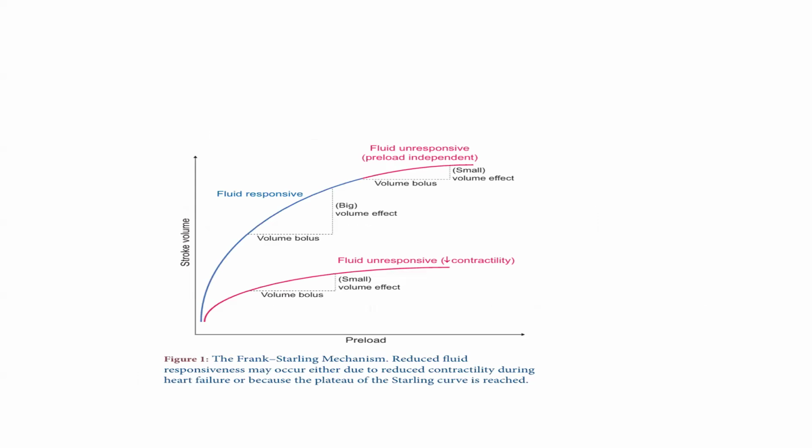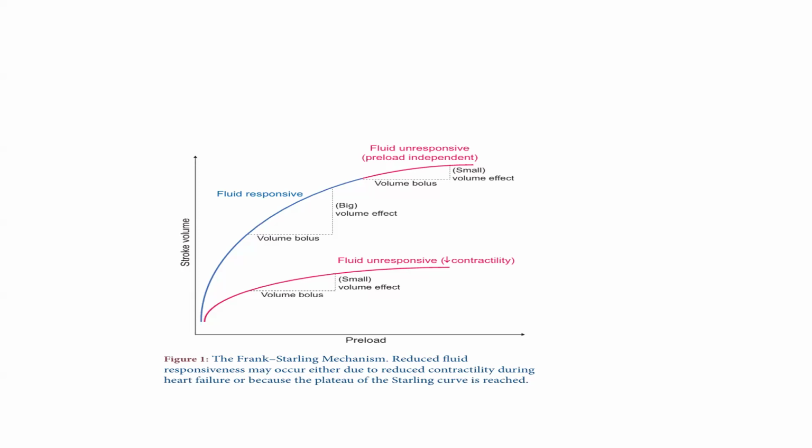So this is the Frank-Starling curve. As we can see, when we have given fluid boluses, the preload is increasing, and correspondingly there is an increase in the cardiac output, which is shown by the rising curve of the Frank-Starling law. But after some time, when the patient becomes preload independent, in this phase the patient is fluid unresponsive, and it falls into the flat part of the Frank-Starling curve.